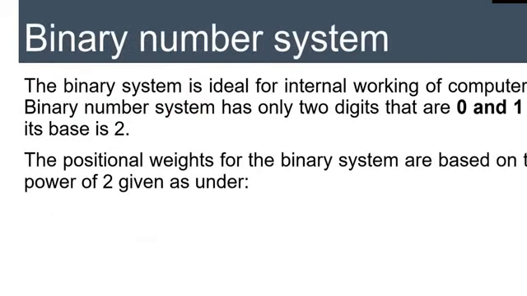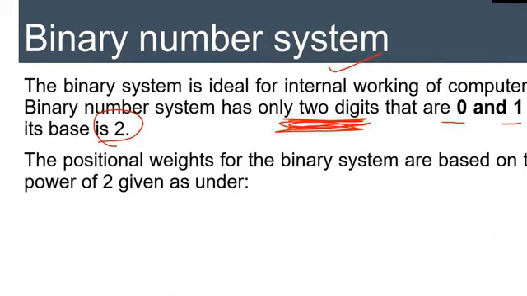The binary number system. Now what is the binary number system? The binary number system is ideal for the internal working of a computer. The binary number system has only two digits, that are 0 and 1. So its base is 2. The positional weights for the binary number system are based on the power of 2, given as under.